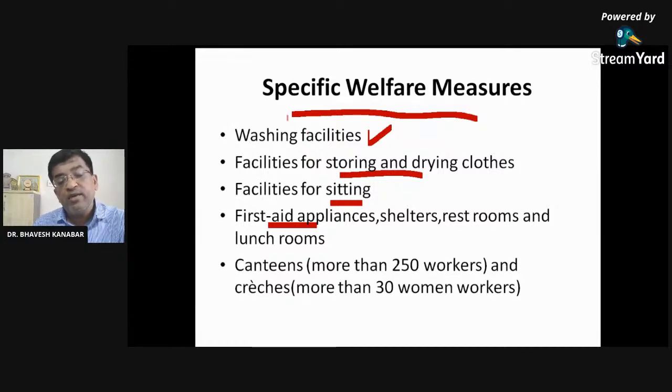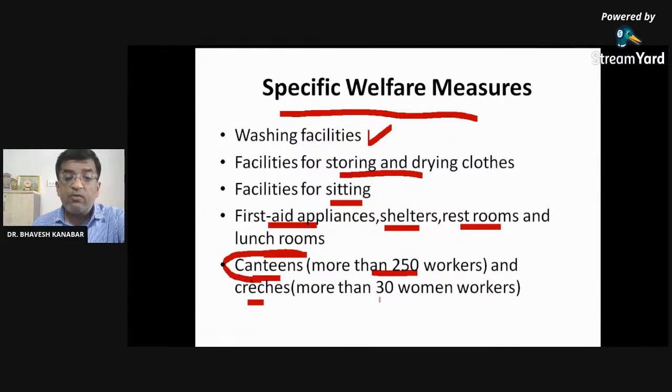Under Factory Act they have laid down certain norms under which the facilities should be provided to the workers who are working in factory. Shelters, restrooms, lunch rooms, right? So Factory Act has said that first aid appliances, shelters, restrooms, lunch rooms should be provided for the worker. Canteen for more than 250 workers. Whenever in an industry more than 250 workers are working, canteen should be provided, right?